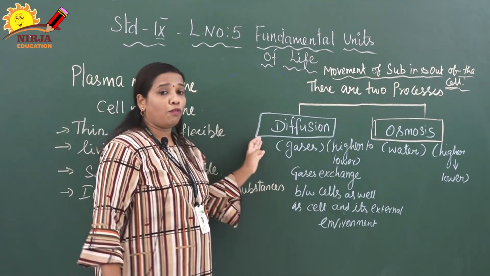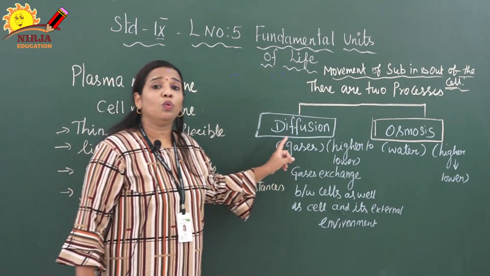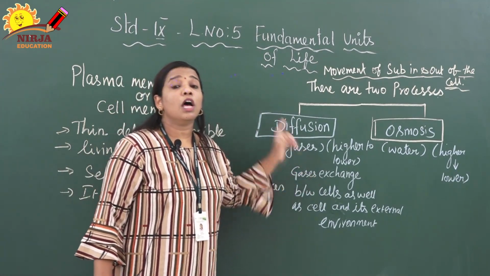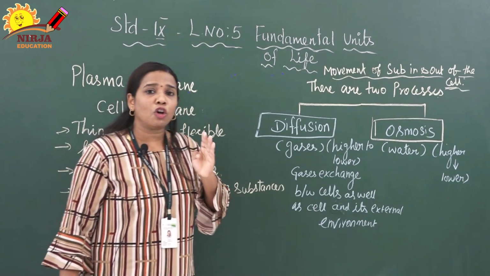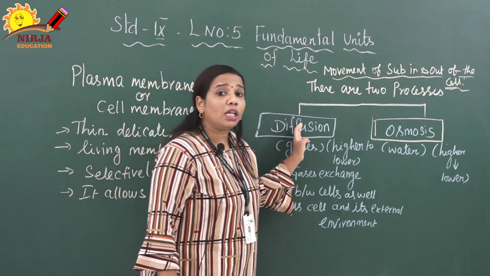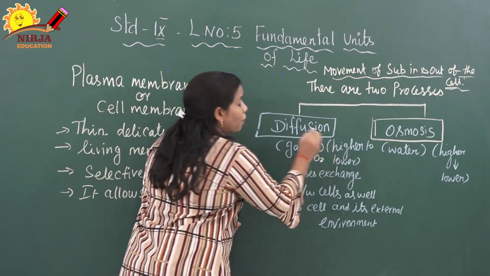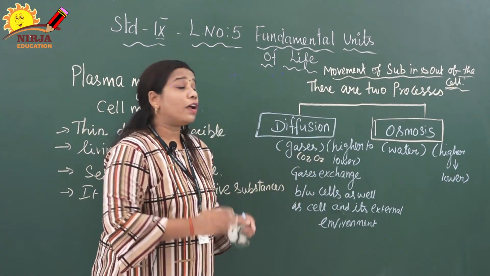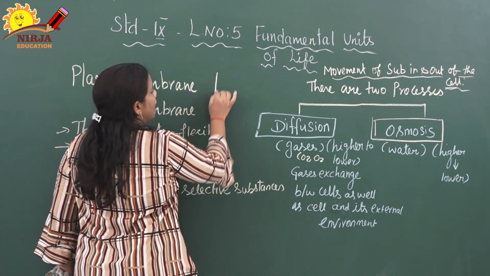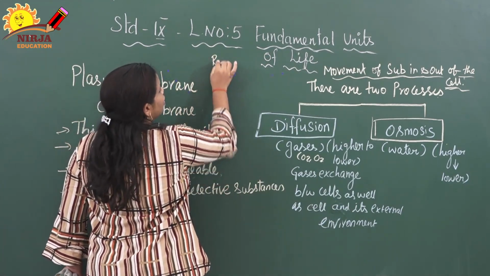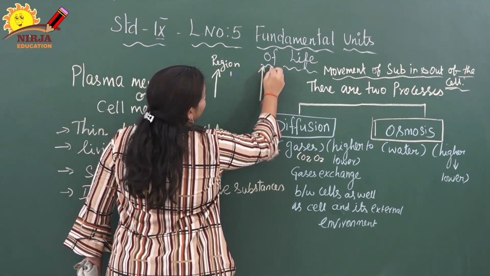What is meant by diffusion? Diffusion is a simple process. It allows only gaseous substances to move from higher concentration to lower concentration. Keep it in your mind, children. It allows only gases like carbon dioxide and oxygen, this type of gases, to move from higher concentration to lower concentration. For example, I am writing here, this is region 1. This is another one, this is region 2.